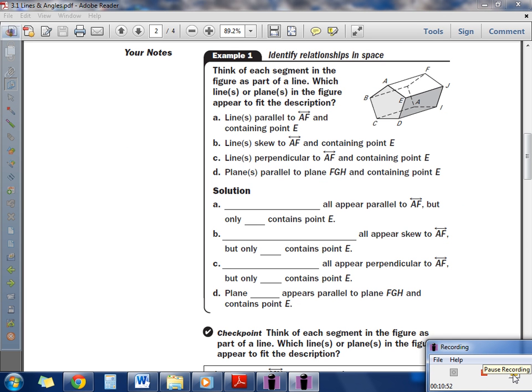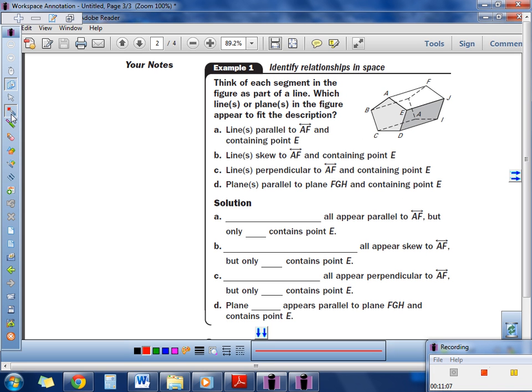On example 1, it says, think of each segment in the figure as part of a line. Which lines or planes in the figure appear to fit the description? So the first one we're going to look at is part A. Part A says line or lines, plural, parallel to AF containing point E. I like to highlight these, so pay attention to my highlighting. You don't have to highlight on yours so you don't mess up your picture.